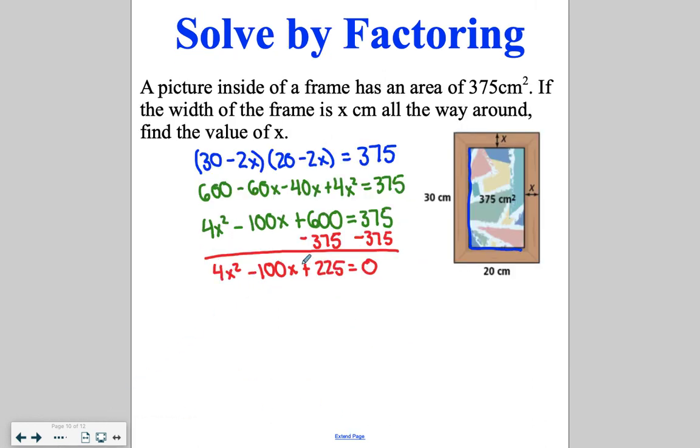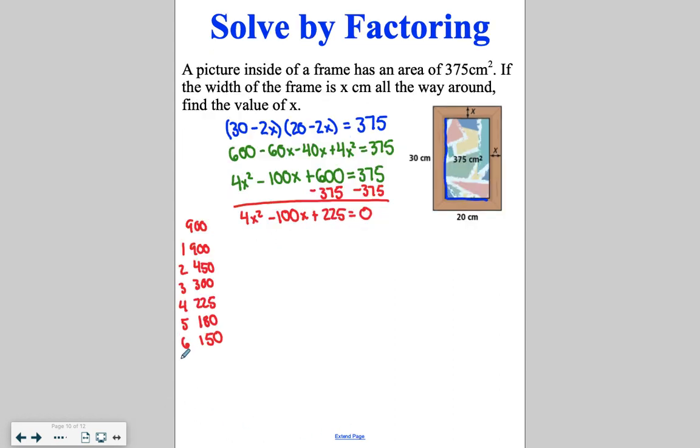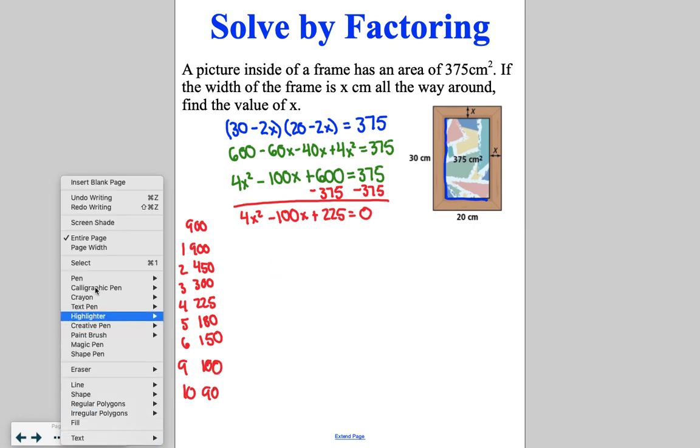Then we would do 4 times 225, which is going to give us 900. So I need my factors. I'm going to start at 1 and 900, 2 and 450, 3 and 300, 4 and 225, 5 and 180, 6 and 150, 9 and 100, and then we get to 10 and 90. You could keep going, but 10 and 90 is what is going to give us our factors to get to 100.